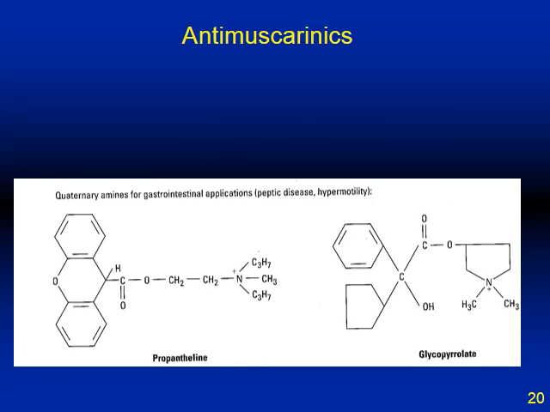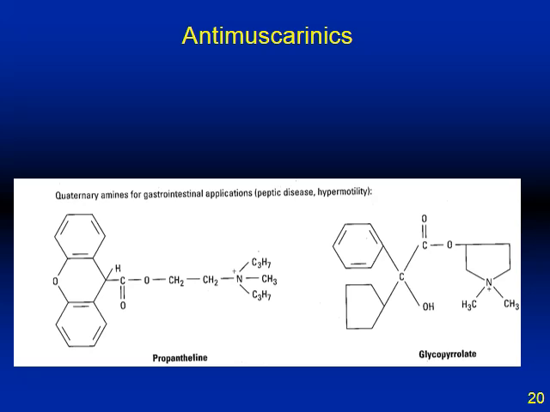If you look at the structures on this slide, the left being propantheline, the right being glycopyrrolate, these are positively charged drugs used to treat hypermotility states of the gut. And you may predict that their absorption would be quite low systemically, and you would be correct. Right? These are fully positively charged compounds.